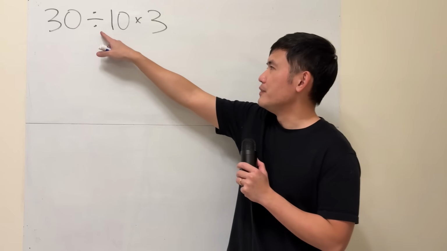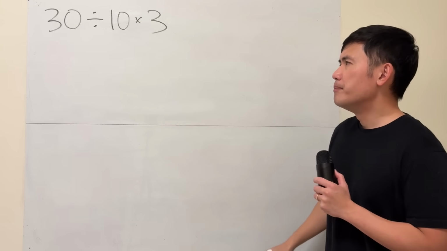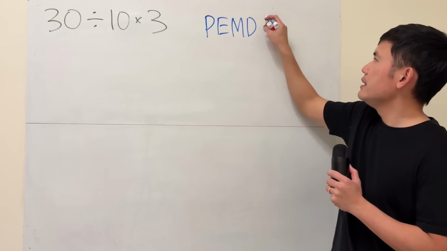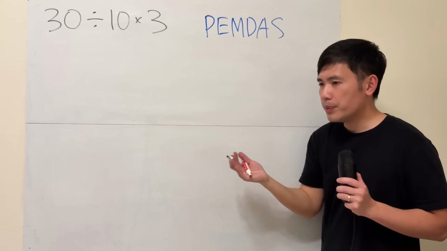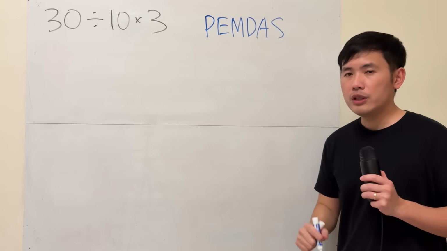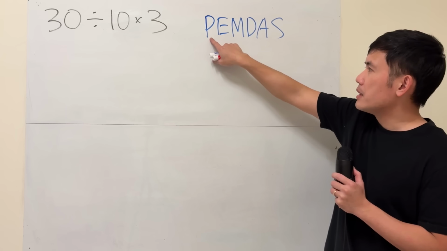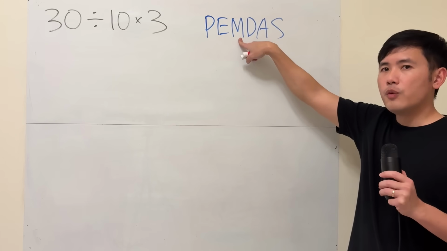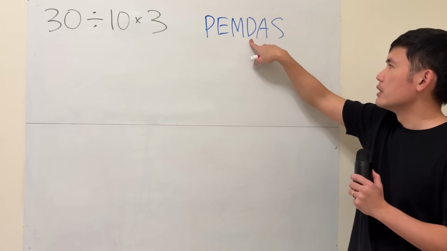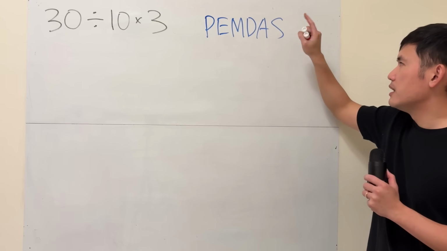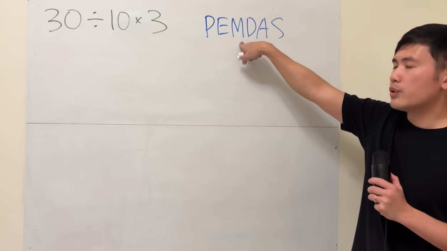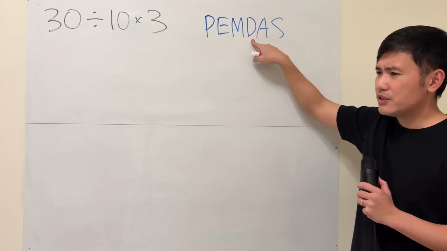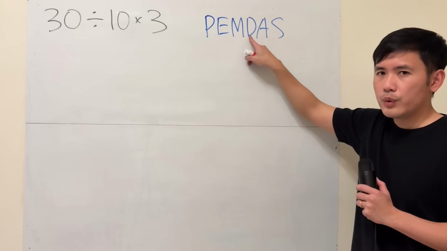Well, we see that we have a division and a multiplication, and based on PEMDAS, P-E-M-D-A-S, and this is how people usually learn the order of operations, which suggests that P stands for parentheses, E stands for exponent, M stands for multiplication, and D stands for division, A stands for addition, and S stands for subtraction. And right here, because M is in front of D, it kind of suggests we have to multiply first before we divide.